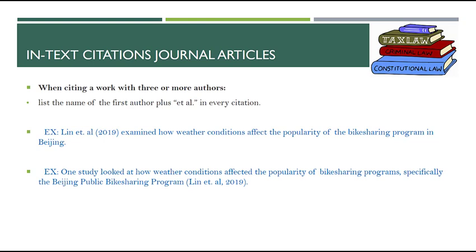When citing a work with 3 or more authors, list the name of the first author plus et al. in every citation. Et al. means and everybody else.